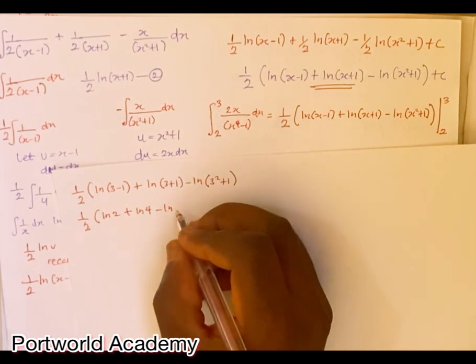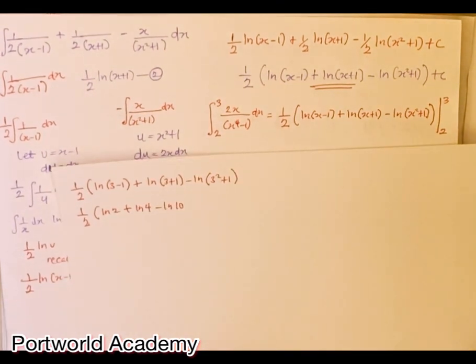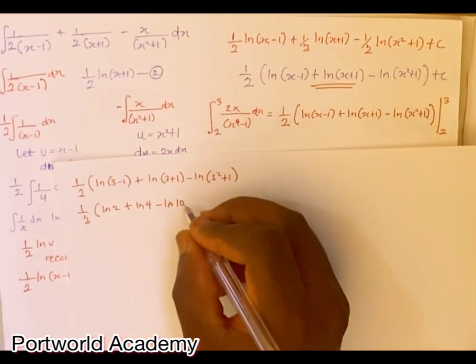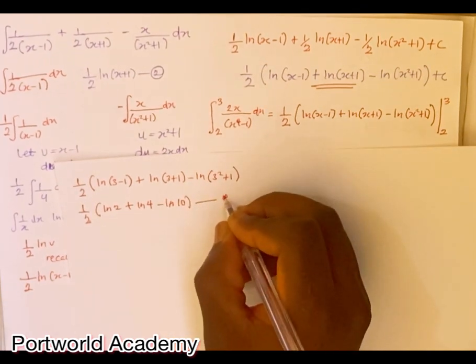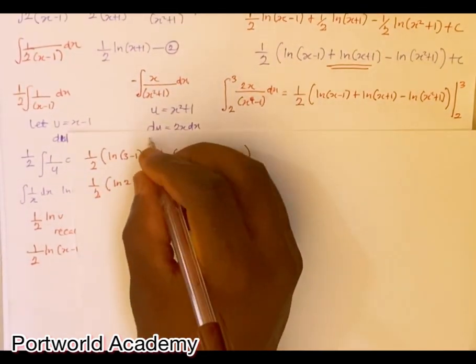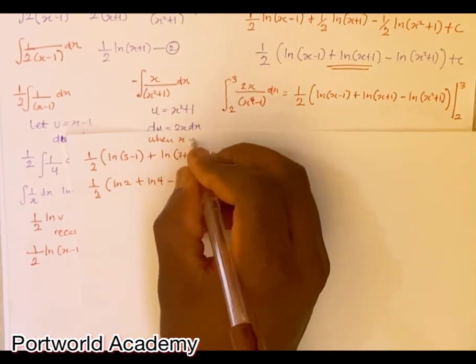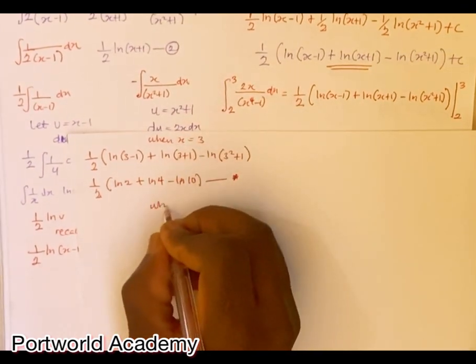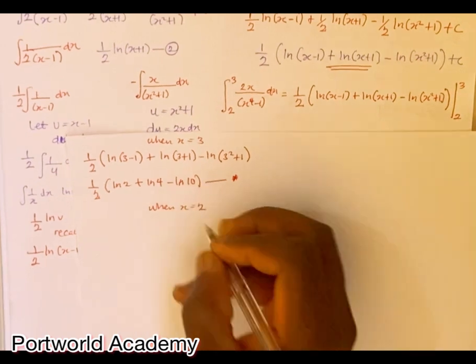3 squared is 9 plus 1, that's 10, right? So this is my first one. Let me just start it. So when x equals 3, then s equals 2.